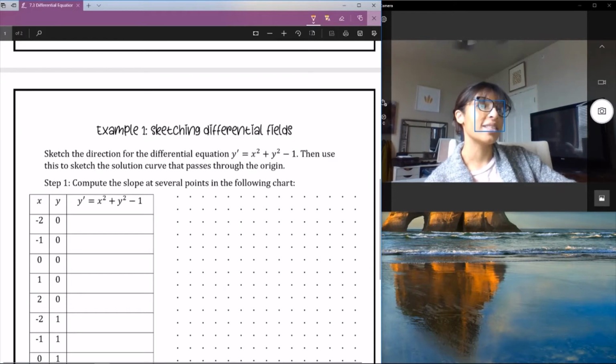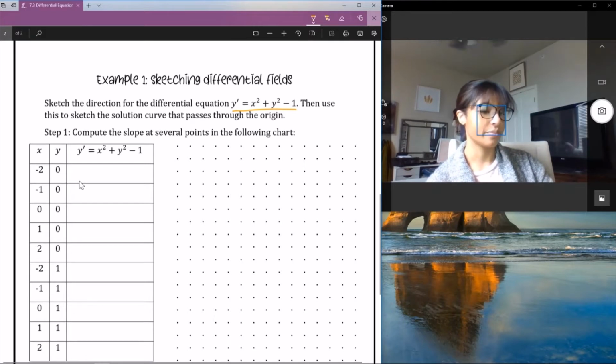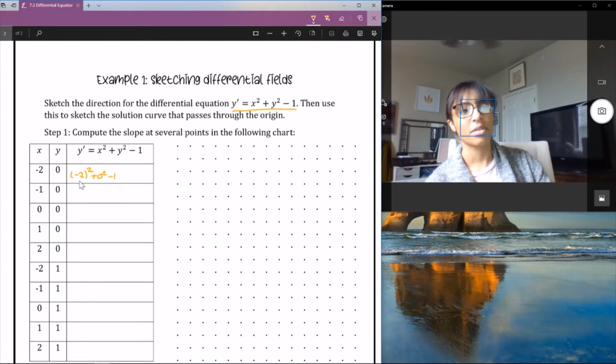Example 1 says: sketch the direction field for the differential equation y prime equals x squared plus y minus 1. Then use this to sketch the solution curve that passes through the origin. The first thing I'm going to do is find the slope. At the point -2, 0, I have -2 squared plus 0 squared minus 1, so I get 4 minus 1, which is 3.